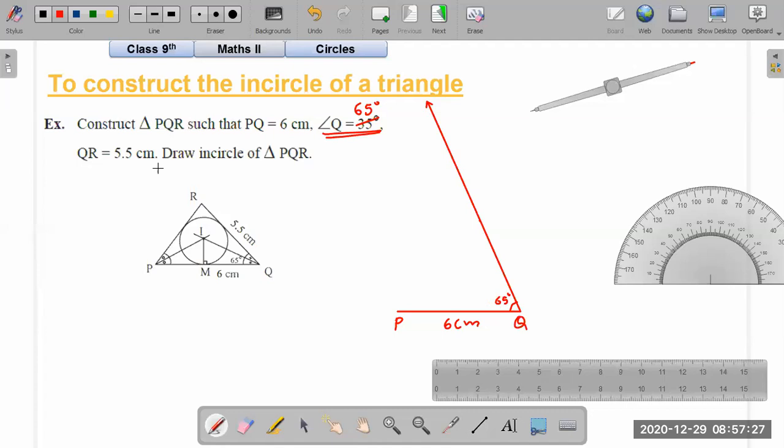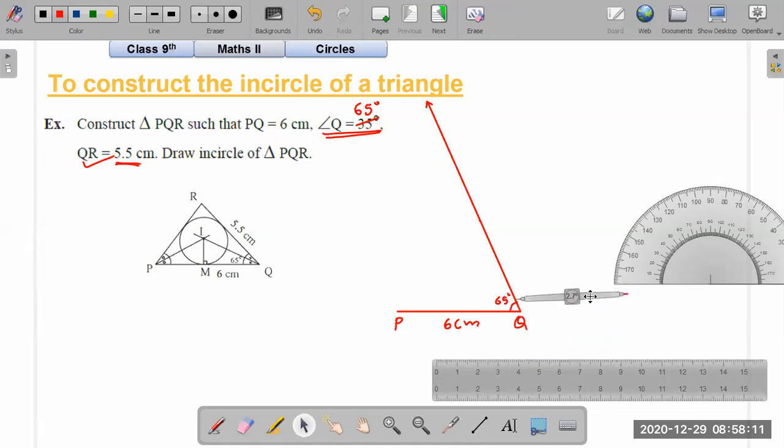And then the next step, we draw an arc on this ray from Q, right, to get the point R at 5.5 centimeters. So we are going to measure this distance 5.5 in the compass, okay? So place the steel point of the compass on zero and measure the distance 5.5 centimeters. So I need 5.5 centimeters. Here you can see this is exactly 5.5 centimeters.